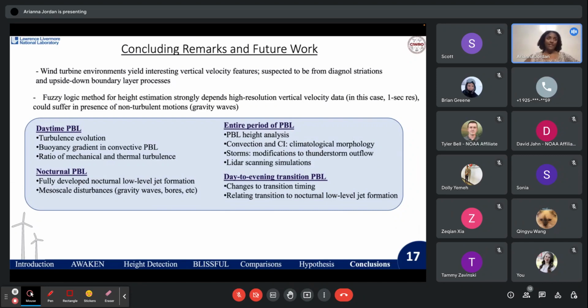We can also look at the entire diurnal cycle of the boundary layer and look at height analysis like I presented here. Convection and convection initiation from before the turbines were built to after, like in that map we saw. Storms, if there's any modifications to storm outflow, as well as even from a modeling standpoint, looking at lidar scanning simulations. And then also we can look at the day to evening transitions, since there's a lot of work to be understood about the transitional parts of the boundary layer, such as the timing and the relation to the nocturnal low level jet, like in this case.